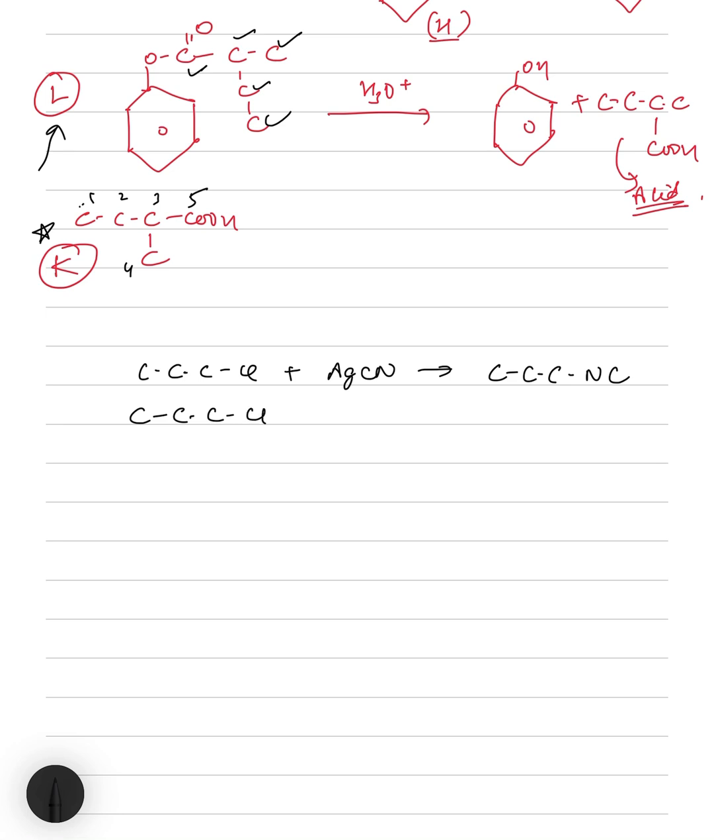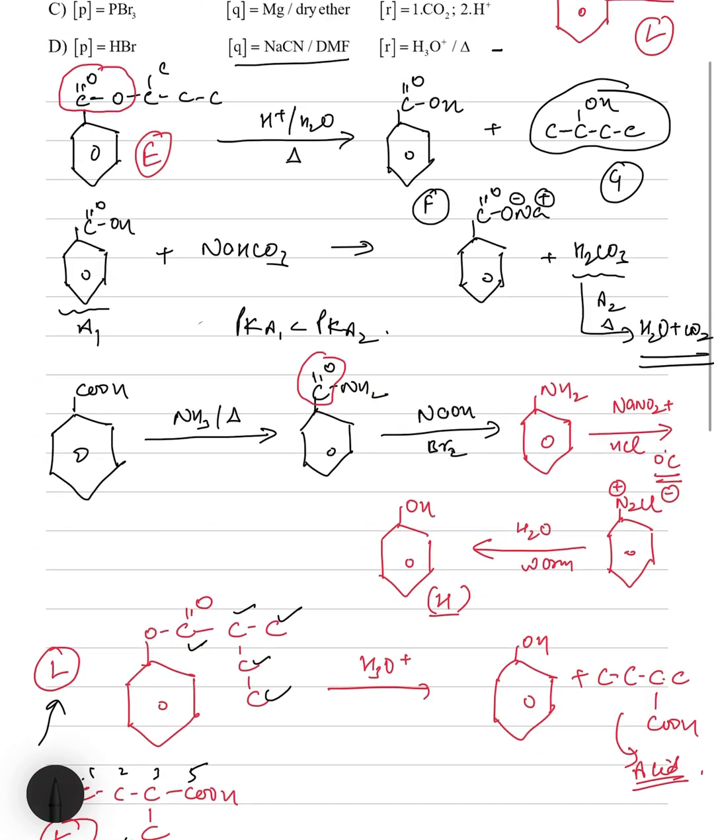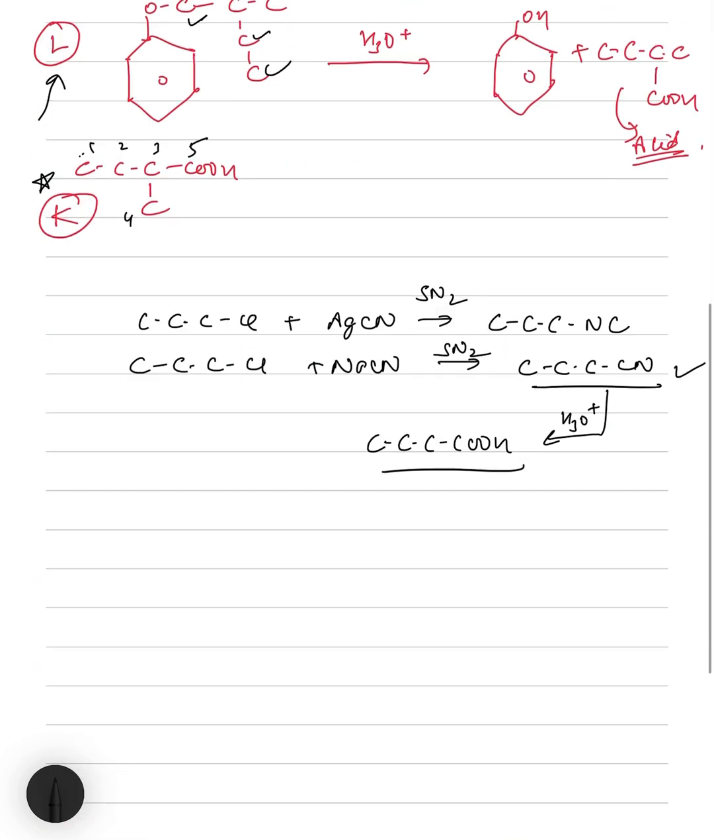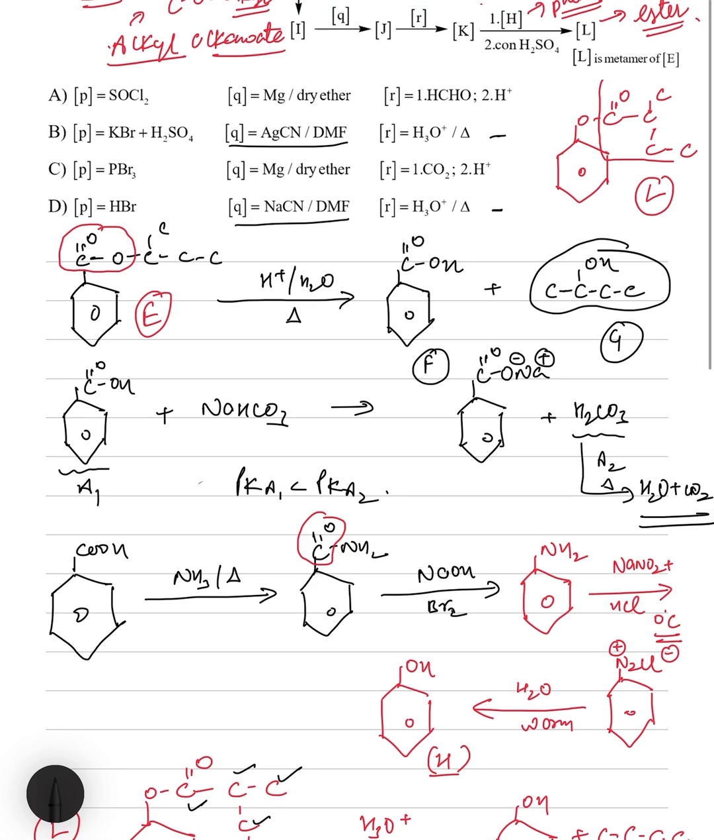But if we do the addition by using NaCN, this is the SN2 mechanism. So what do we get? We get here the CN, right? Cyanide molecule. And if we do its acidic hydrolysis, we get the carboxylic acid, right? This is what we require. That means this is how the addition of one extra carbon has taken place. So option B will not be correct, because we don't require the isocyanide, we require the cyanide, whose hydrolysis will give you the COOH.